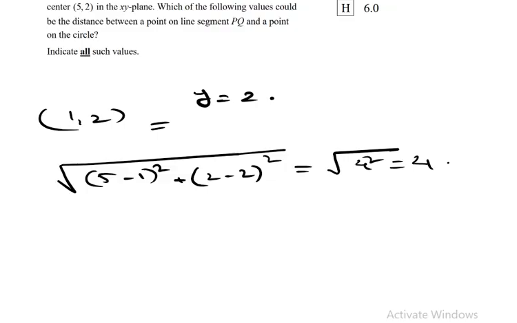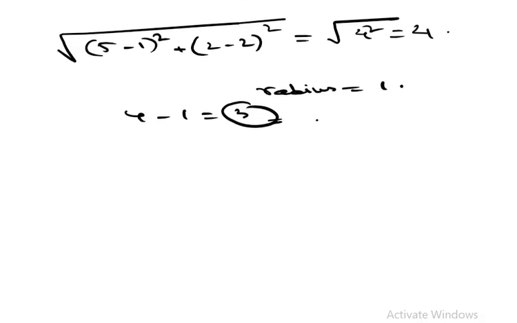But we want the distance to the circle, not the center. So since radius is 1, the minimum distance to the circle is 4 minus 1, that is 3. So the minimum possible distance is 3. Okay. Now find the maximum distance. So the furthest point on segment PQ from the center will give the maximum distance.